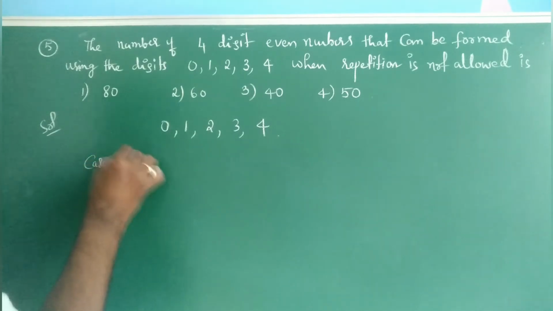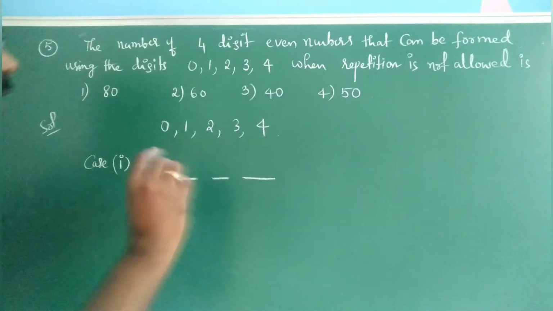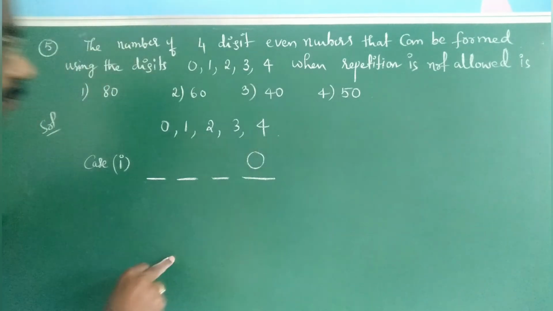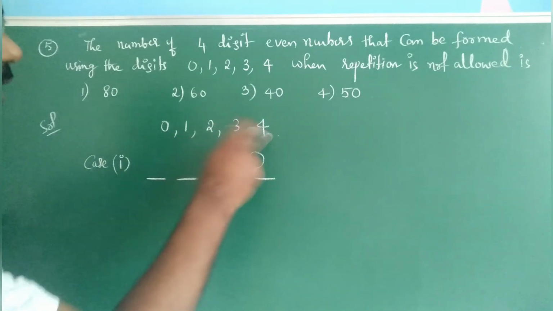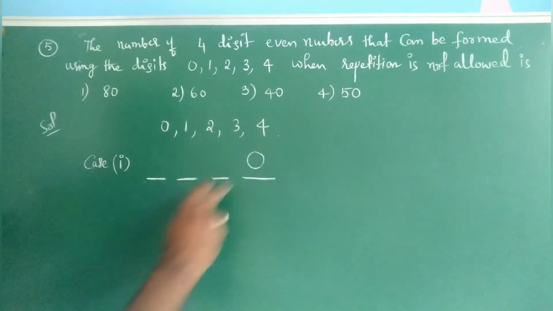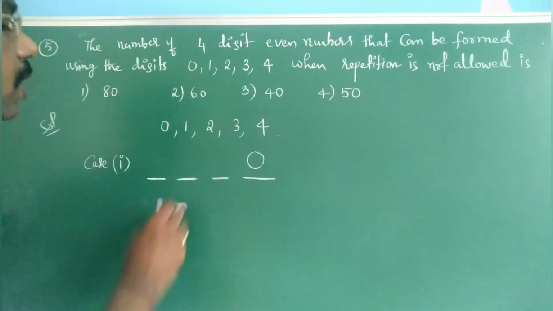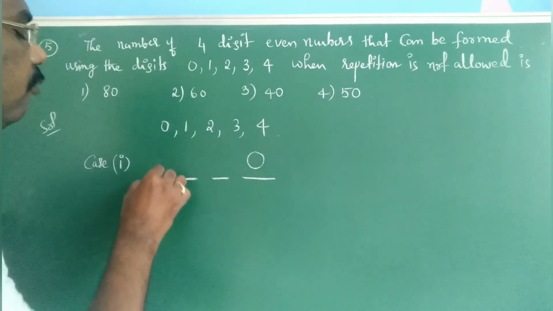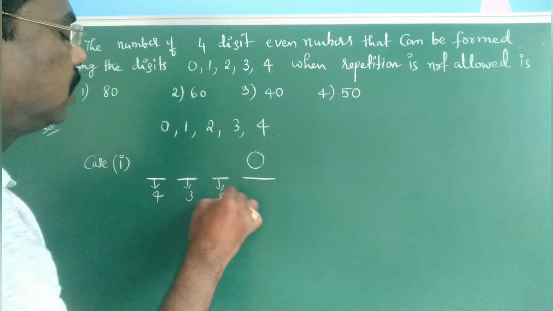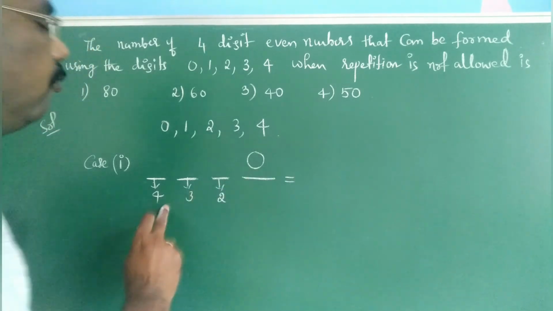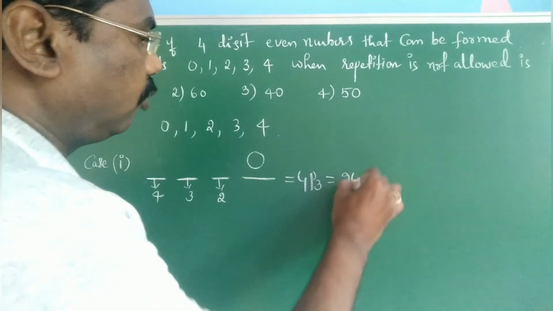Now case 1. Now 4-digit means you take 4 places. Now the unit place can be filled with 0. Unit place filled with 0 means the remaining 4 digits are there. Now 3 places can be filled with the remaining 4 digits, 4P3. Now we have 4 possibilities, second place 3, third place 2, is equal to 4P3. 4P3 is equal to 24.